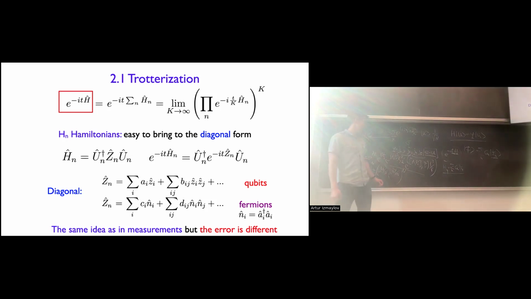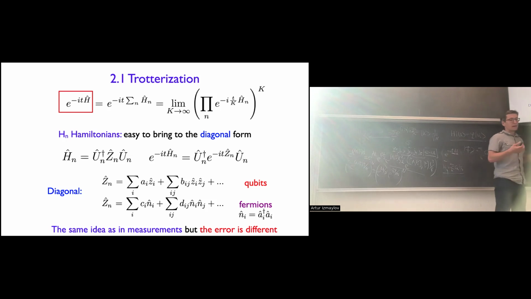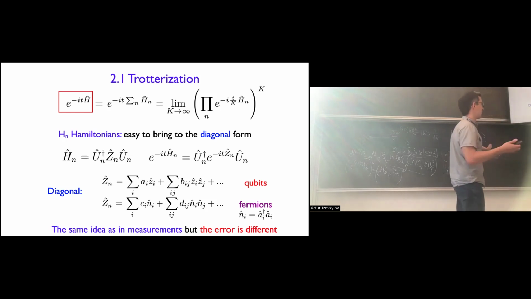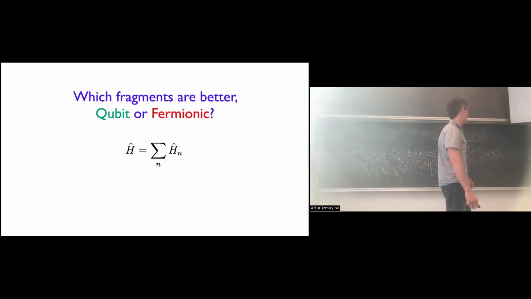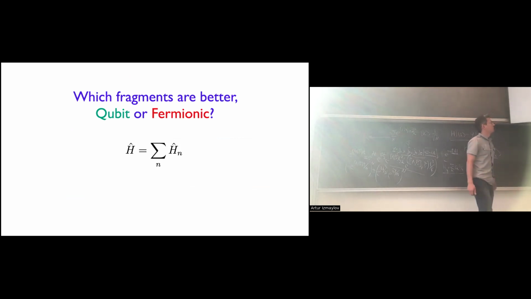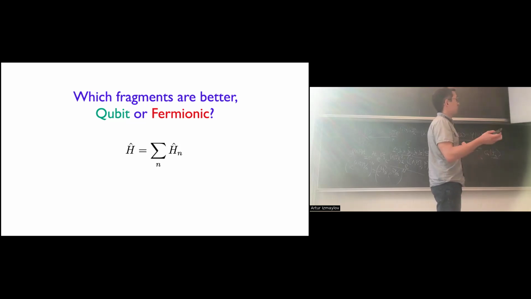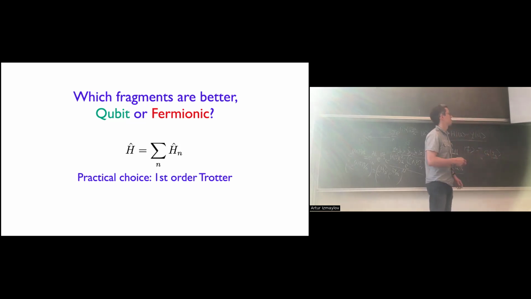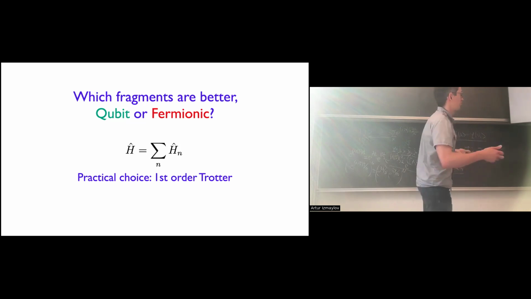So this is something, if you want to improve on or find which partitionings are the best for this task, then you would need to look at the error that corresponds to a Trotter. And this is exactly the question we were asking. How do we really partition efficiently? So what way is the best? Going with the qubit fragments or fermionic fragments? And in order to make the analysis simpler, we only looked at the first order Trotter.